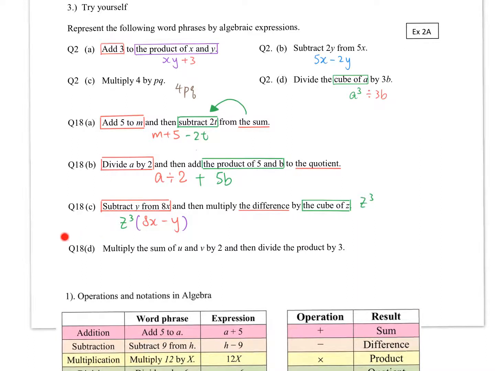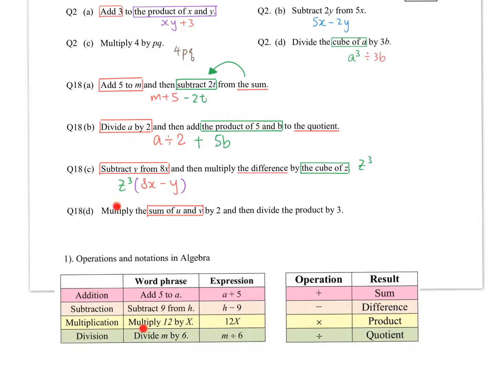Finally, we come to question 18D. Multiply the sum of u and v by 2. Multiply something by 2. So we have to find out what is something. Something in here means sum of u and v. So we say u plus v, and then we have to multiply it by 2. So we put a bracket here.